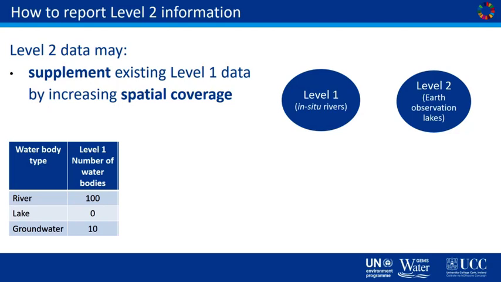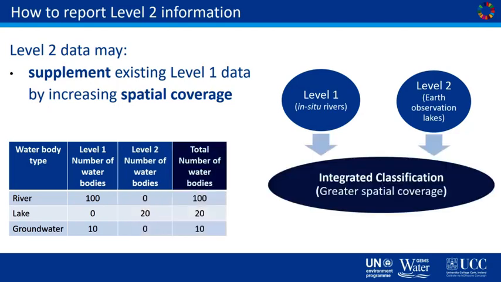Level 2 data may also supplement Level 1 by increasing the spatial coverage. For example, by including data for water bodies not monitored by Level 1. So in this example, there are Level 1 data from a rivers monitoring program, and there are Earth observation data which are available for lakes. And the two data streams are integrated to generate a Level 2 indicator score of much greater spatial coverage.